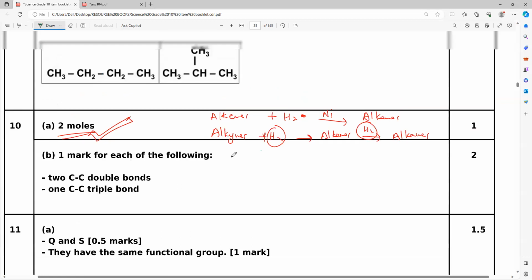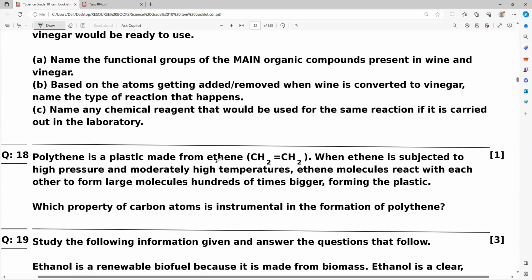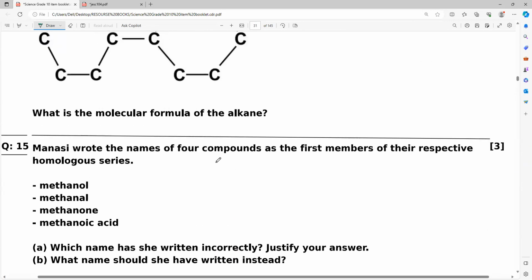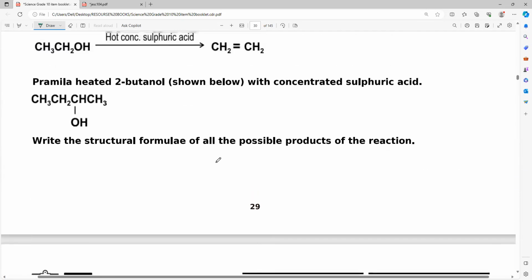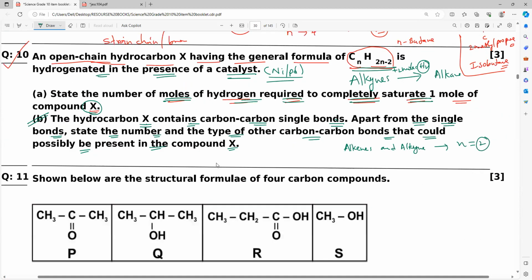Now next. Along with the carbon-carbon single bond, what is the question you can all see? Carbon-carbon single bond is present, they are saying. Along with that, a carbon-carbon double bond is also possible. Apart from the single bonds, state the number and type of other carbon-carbon bonds that could possibly be present in the compound X, they are asking.